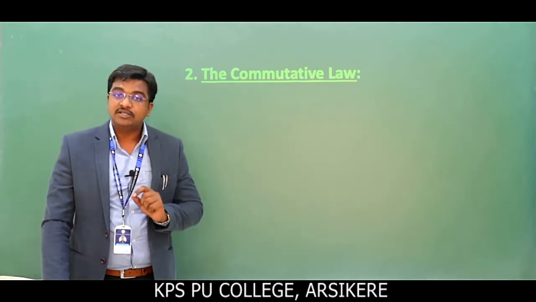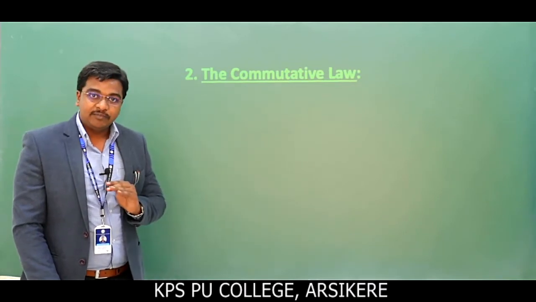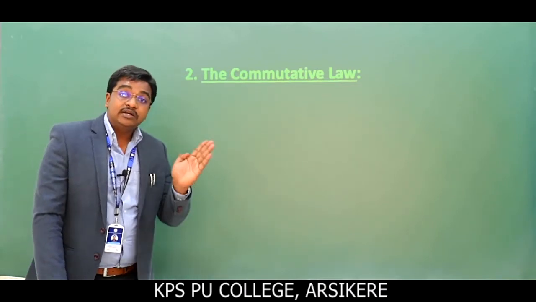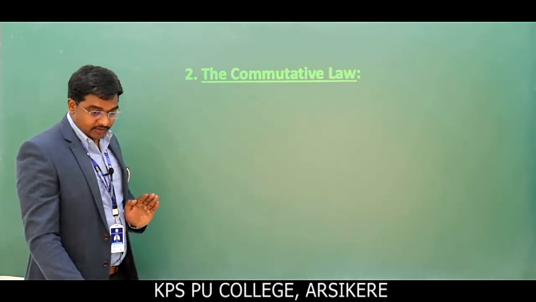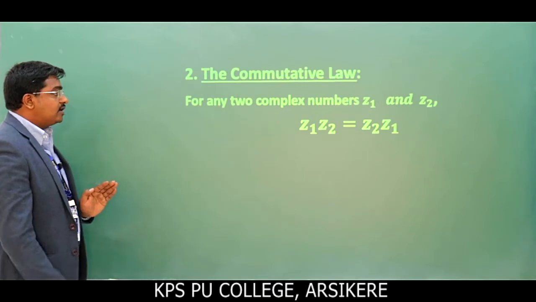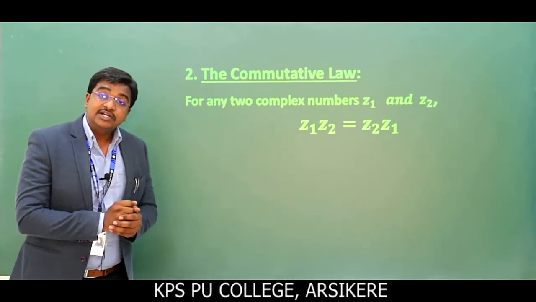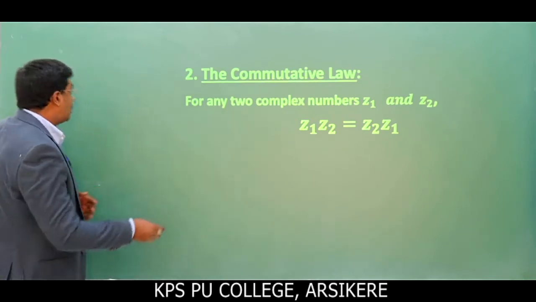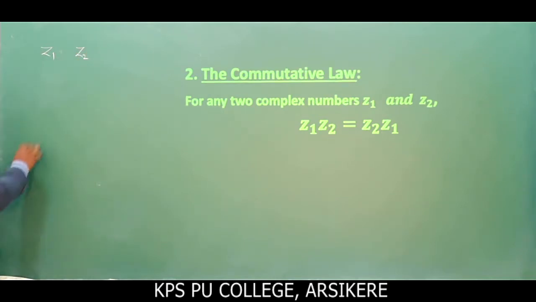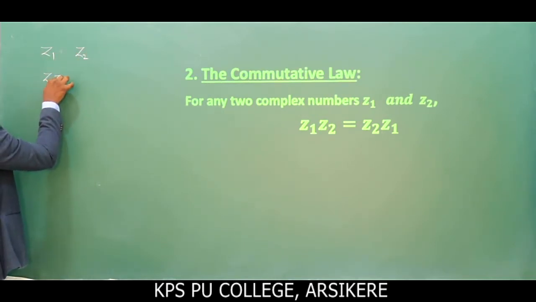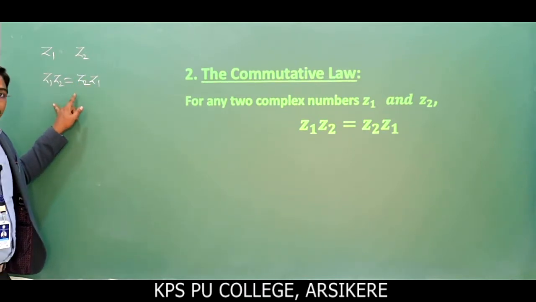Look, in addition of complex numbers we wrote z1 plus z2 is equal to z2 plus z1. Here also, for the product, z1 into z2 is equal to z2 into z1. Okay, for any two complex numbers z1 and z2, z1 into z2 is equal to z2 into z1. Z1 is one complex number and z2 is another complex number. So z1 into z2 is equal to z2 into z1. This is called commutative law.